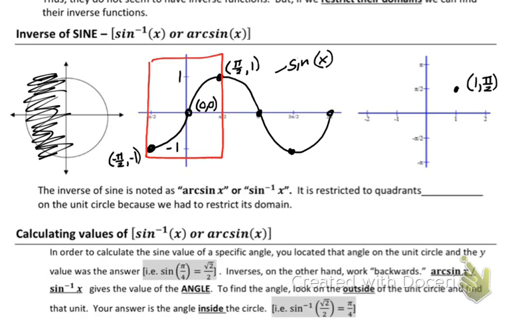So once again, all I did is I flipped my x and y values, and then I brought it over here. 0, 0 flips to 0, 0, so it just stays 0, 0. And our final one is negative pi over 2, negative 1, so it's going to be negative 1, negative pi over 2.